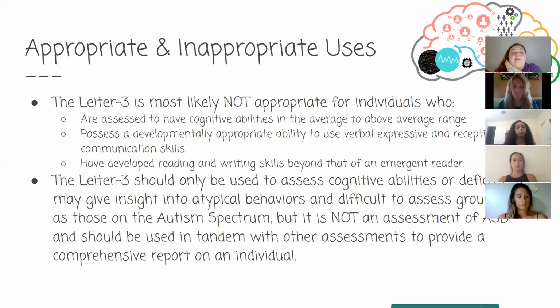It's not that this test would not give you some indication as to their cognitive abilities, it's just that there are probably other assessments that are more geared toward their present level of achievement. The Leiter-3 should only be used to assess cognitive abilities or deficits. It may give insight into atypical behaviors in difficult to assess groups like those on the autism spectrum, but it is not an assessment of ASD and should not be used on its own to assess if a student is on the autism spectrum. It should be used in tandem with other assessments to provide a comprehensive report on an individual.